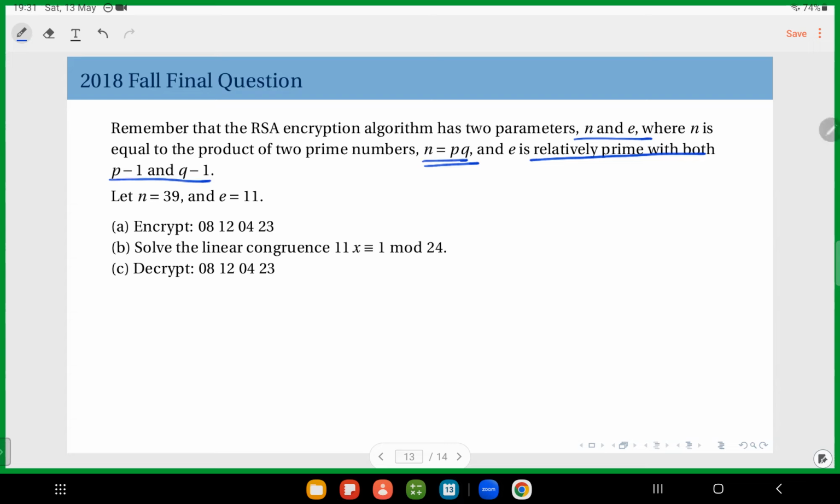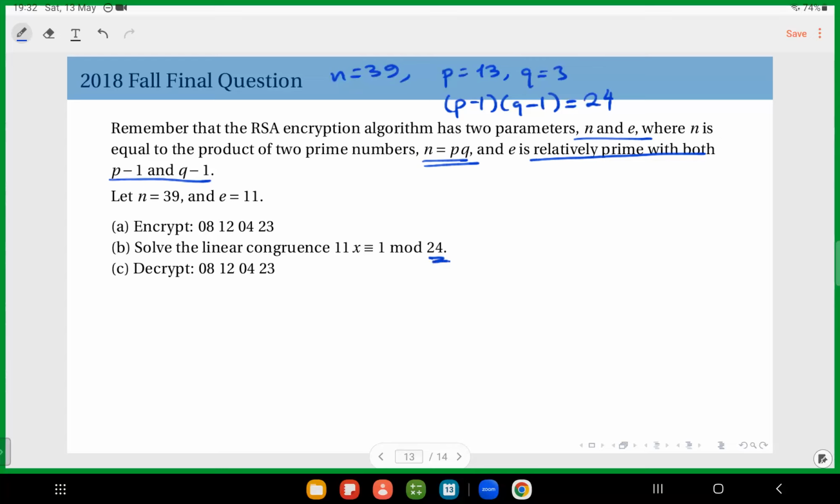n is given as 39, and that suggests the prime numbers p and q must be 13 and 3. It doesn't matter which one is p and which one is q, because we are interested in their product as well as the product of p minus 1 and q minus 1. In this case, that's equal to 12 times 2, 24. So it's no coincidence that we have a modulo 24 in the remainder of this question.